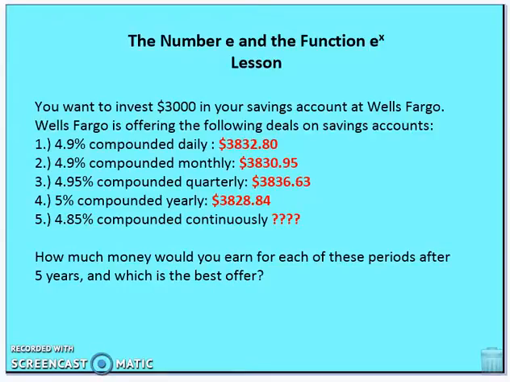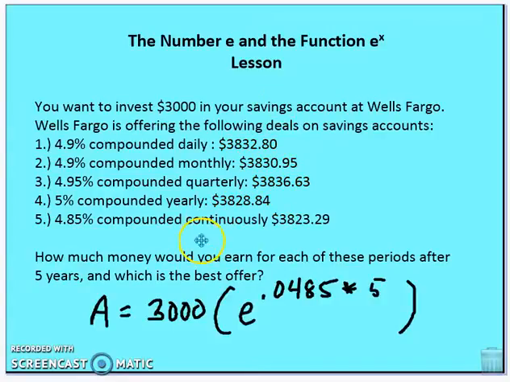So remember, A is equal to P, the principal, 3,000, times e to the r, expressed as a decimal, 0.0485, multiplied by t and taken to that power. So P times e to the power of 0.0485 times t, which is 5 in this case, and I'll allow you a moment to evaluate that, and we'll come back. All right, so 3,000 times e to the 0.0485 times 5.